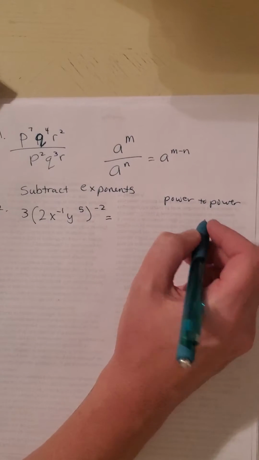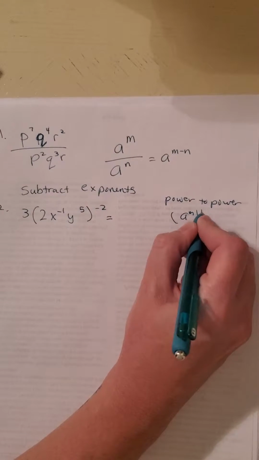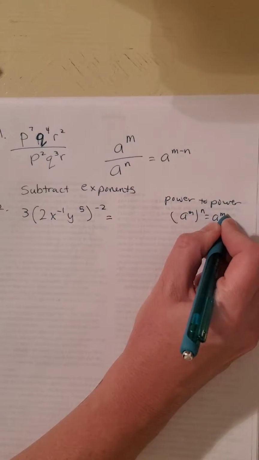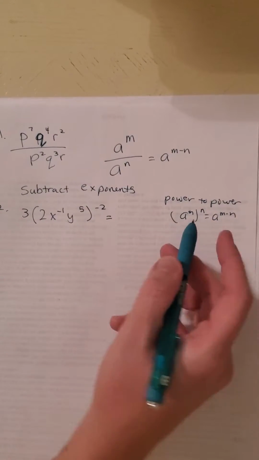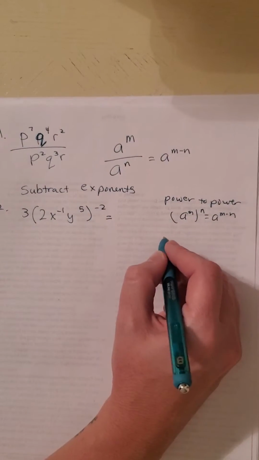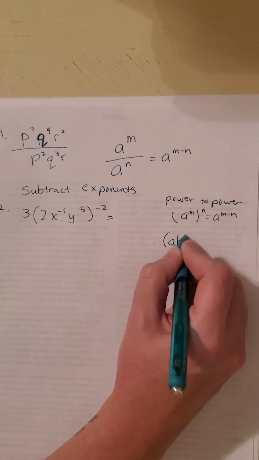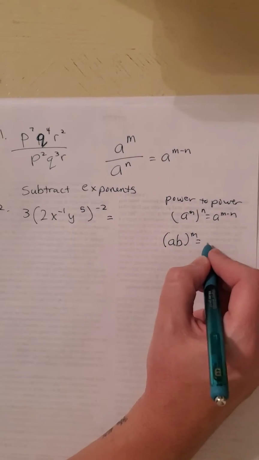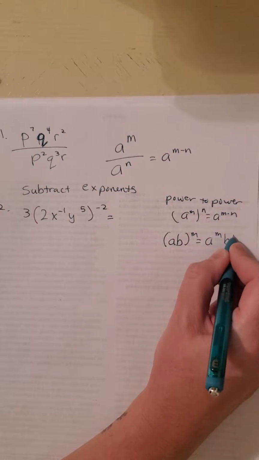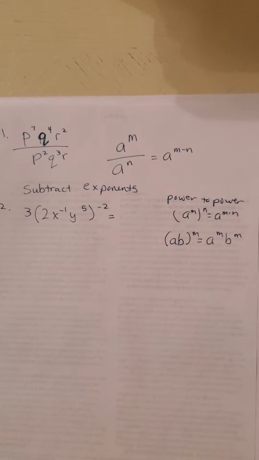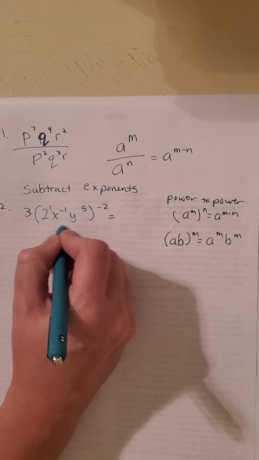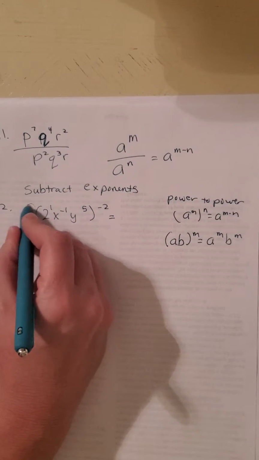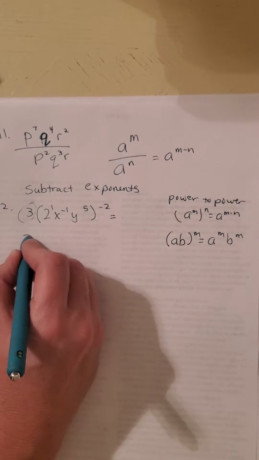The power to the power rule says a to the m to the n power is equal to a to the m times n. And again, we're combining it with the multiplication rule that says that inside the parentheses, everything is raised to that power. So we're combining those two rules together. So I'm going to multiply every exponent inside of the parentheses. The 3 is not inside, it will not be multiplied.